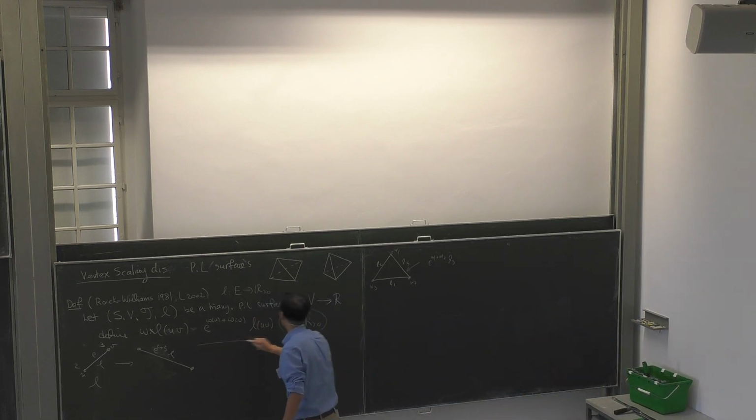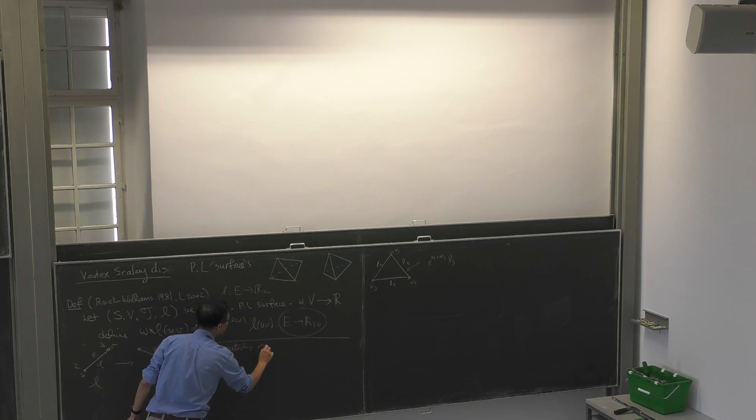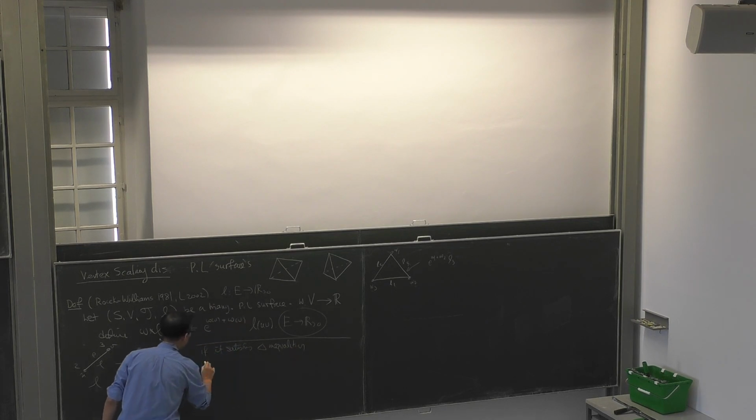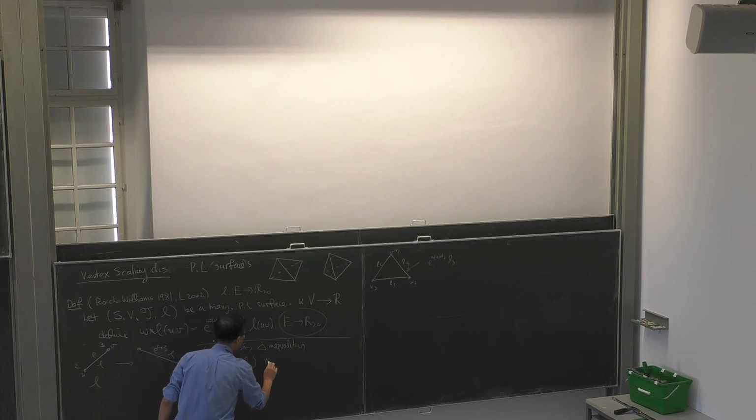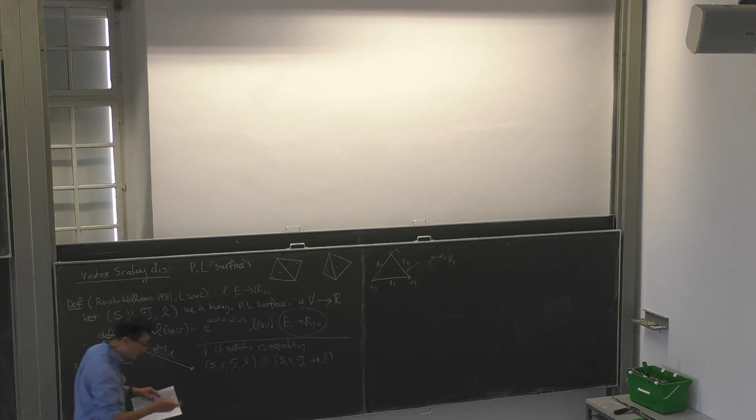But at any rate, we define this if they satisfy the triangle inequalities. We call these metrics vertex scaling equivalent. So it turns out this is getting close to discrete conformal. But it turns out it's not the right, correct concept.